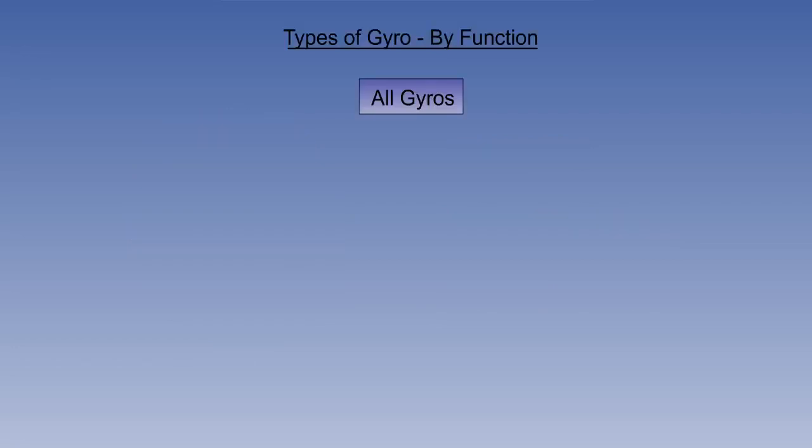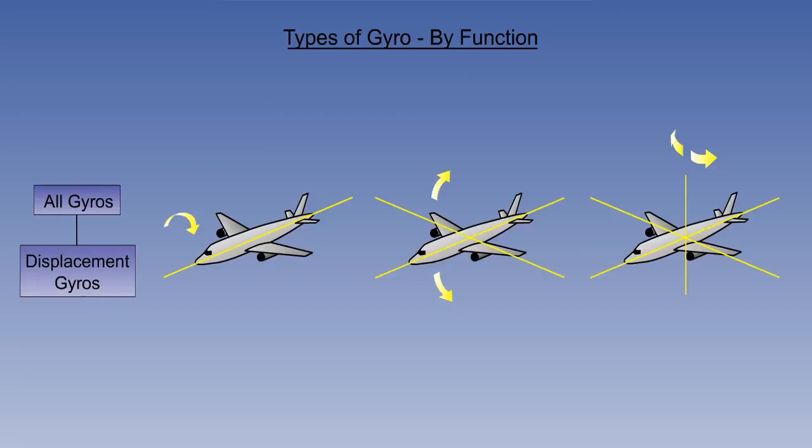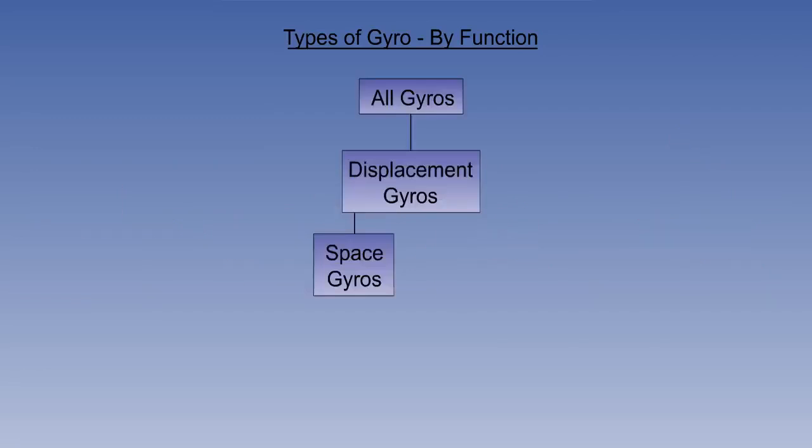Gyros which are classified by function fall into two distinct categories. The first category is known as displacement gyros. These gyros are set up to measure angles, for example, degrees of bank, or degrees of pitch, or degrees of heading change. Displacement gyros can be divided into space gyros or tied gyros.